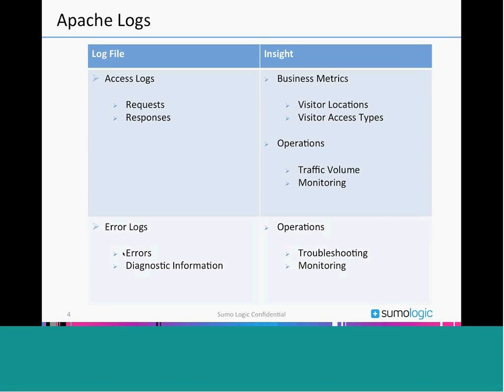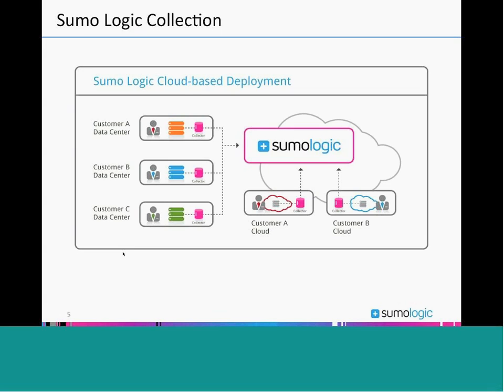Okay. Apache also has an error log file which records all errors that the web server has seen and diagnostic information about those errors. And with this, you can troubleshoot and find the root cause for these errors, as well as monitor the overall health of the web server, just as we saw before with the access log errors.